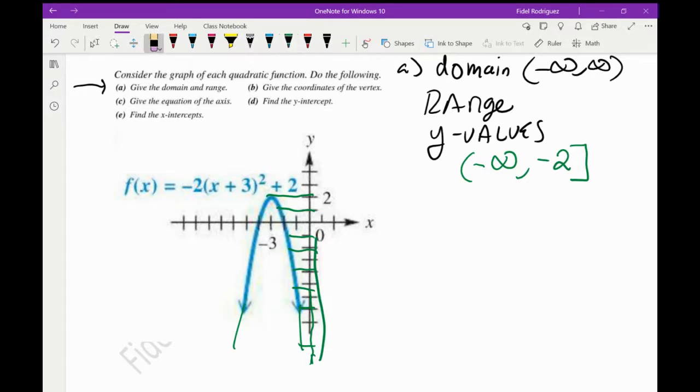So let me get my pen going. Sometimes it freezes up on me, guys. So if you hear a little hit, I'm hitting the pen to get it to work again.